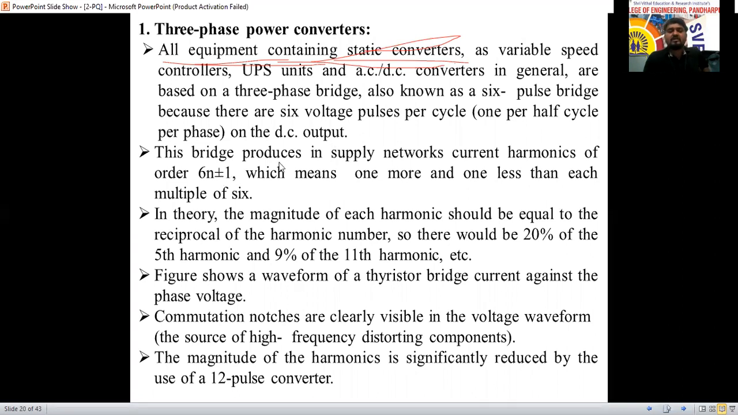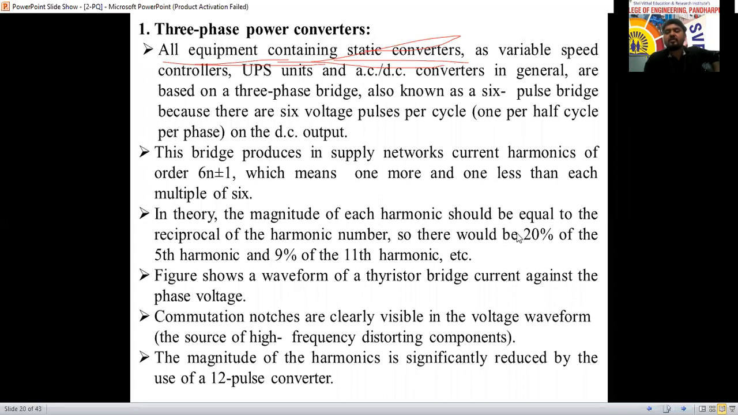Because of that, this bridge produces current harmonics in the supply network of order 6n plus or minus 1, which means 1 more and 1 less than each multiple of 6. n may be 1, 2, 3, whatever it is, plus or minus. In theory, the magnitude of each harmonic should be equal to the reciprocal of the harmonic number.